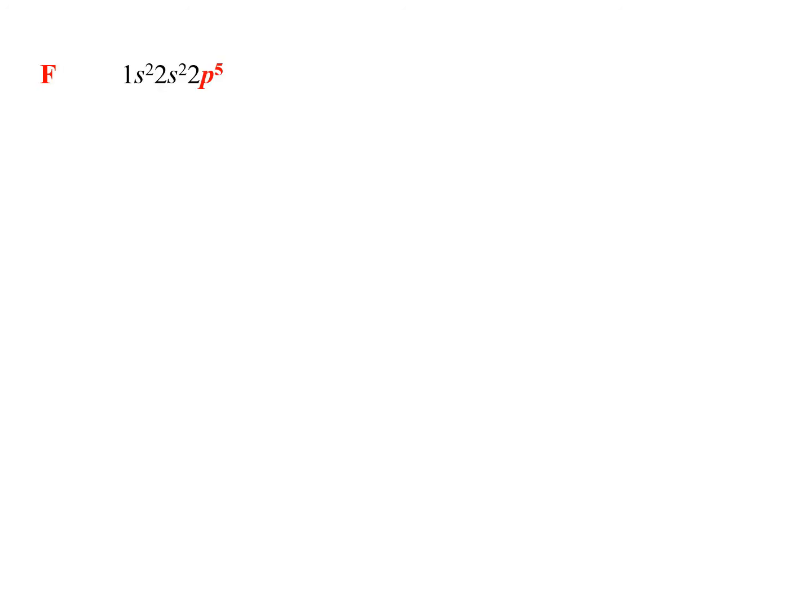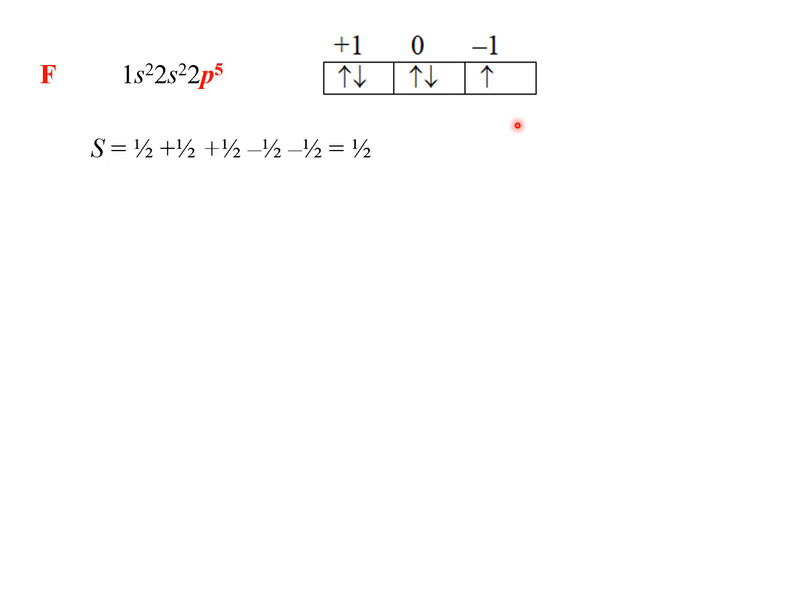Now take some examples. Fluorine, which has the valence configuration p5, so the electronic distribution will be in this way. The total spin, because individually plus half, minus half, plus half, minus half, plus half, ultimately is half. So the spin multiplicity is 2. Now come to the orbitals: 1 plus 1 plus 0 plus 0 plus minus 1, so ultimately we get 1. So the state is P.